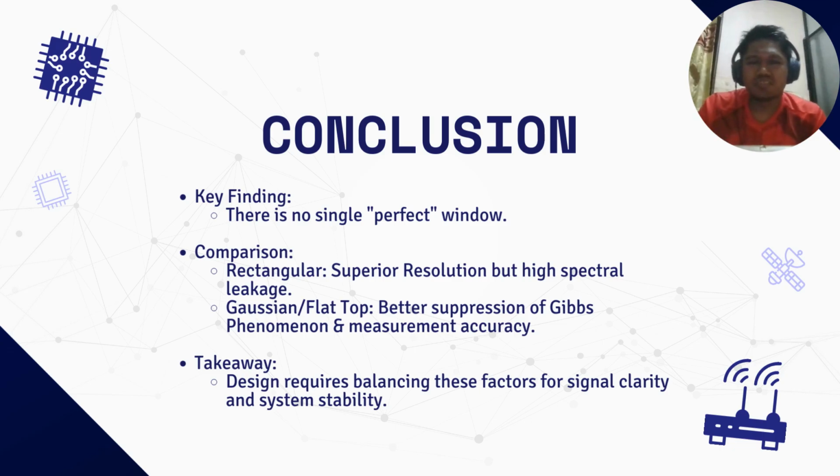In conclusion, this assignment demonstrated that there is no single perfect window. Selection depends entirely on the specific requirements of the task. The rectangular window offers superior resolution but suffers from high leakage. Tapered alternatives like Gaussian and flat top provide better suppression of the Gibbs phenomenon and improve measurement accuracy, but at the cost of a wider main lobe. Ultimately, designing an effective FIR filter requires balancing these performance characteristics to ensure both signal clarity and system stability.